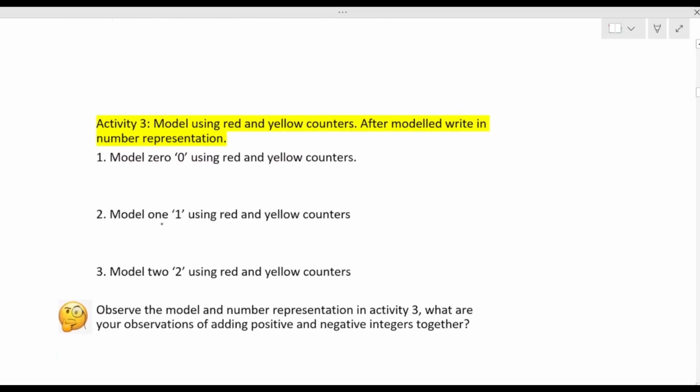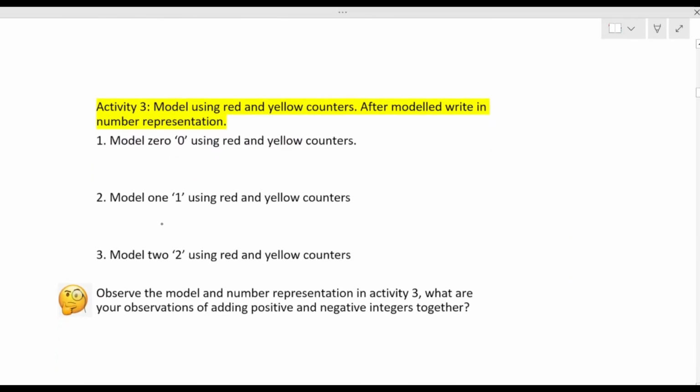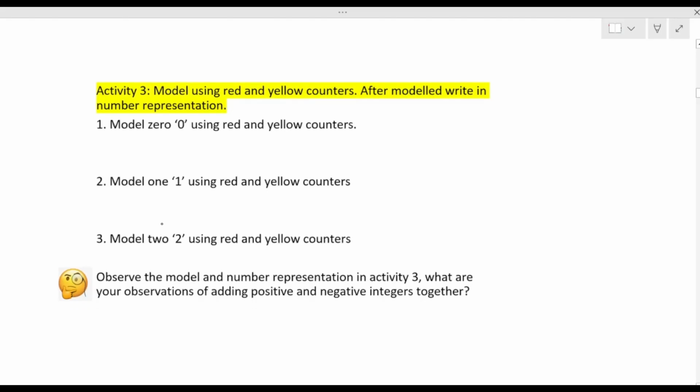Hello, so coming back again, we are going to learn in this video how to add positive and negative numbers together. Come on, let's start doing it with the counters and modeling. So can you model 0 using red and yellow counters? As you know, yellow counters are the positive and red counters are the negative. So how do you do it? Take a minute and think about it.